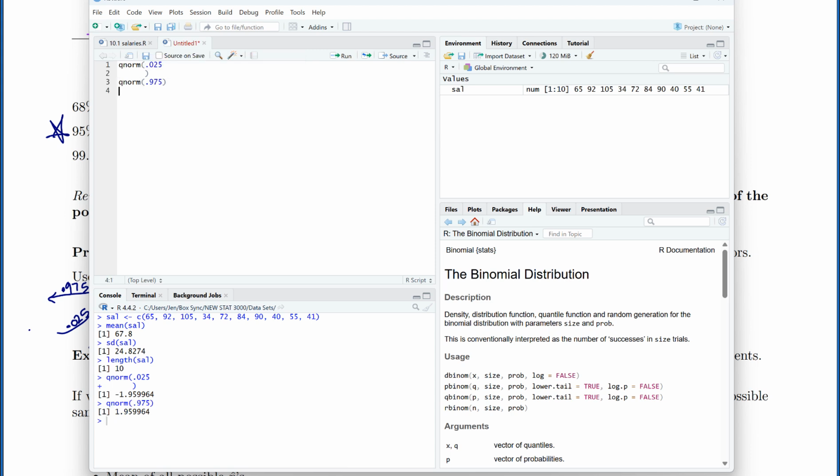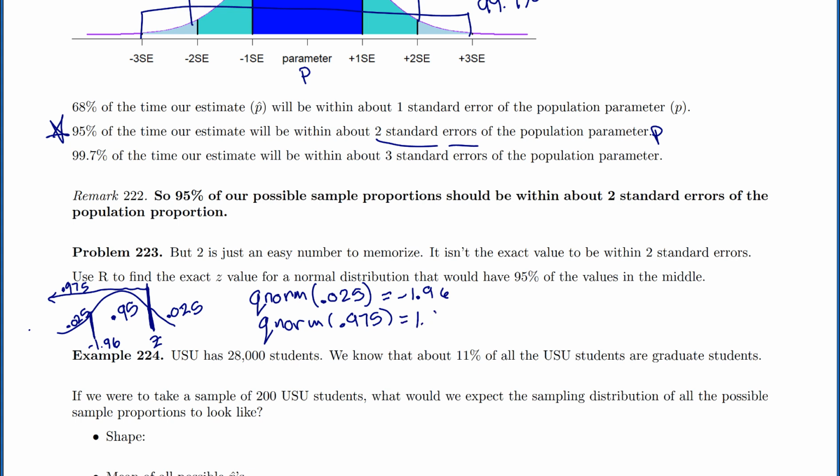That tells me it's 1.96. So that equals 1.96. So I know that this z value equals 1.96. Again, because it's symmetric, if I looked this up and got negative 1.96 here, I would have known that this z value was positive 1.96.